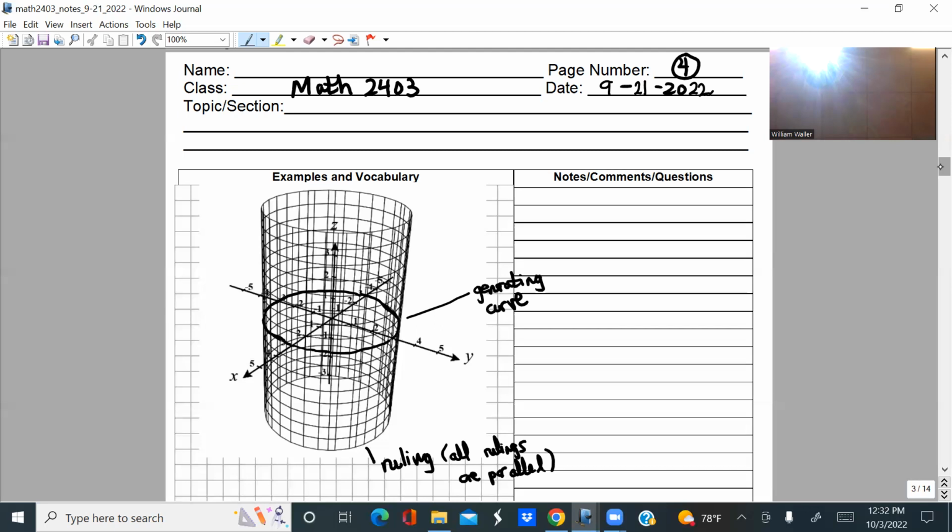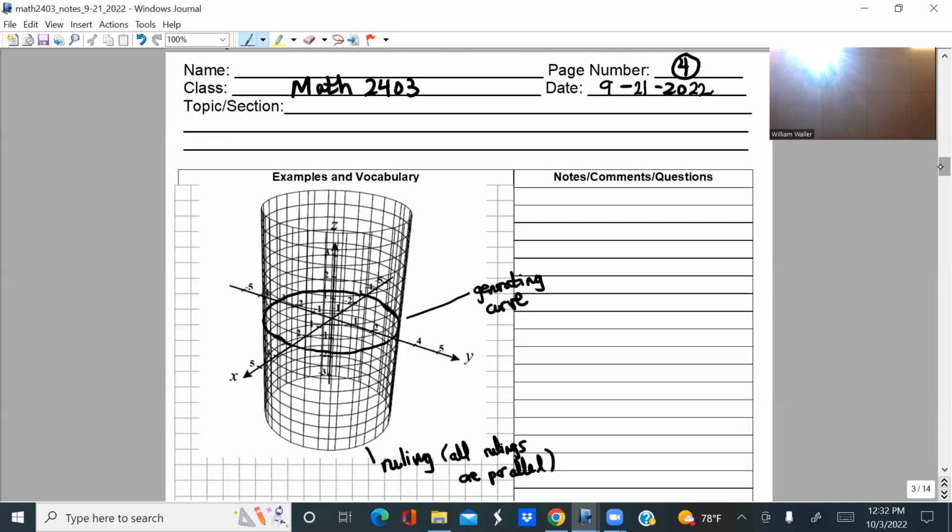One of the variables is missing, right? It does not have to be C. Now, to graph an equation like this, or to try to think of graphing an equation like this, plot the trace of the equation in the plane defined by the missing variable. That makes sense? Did I say that right?